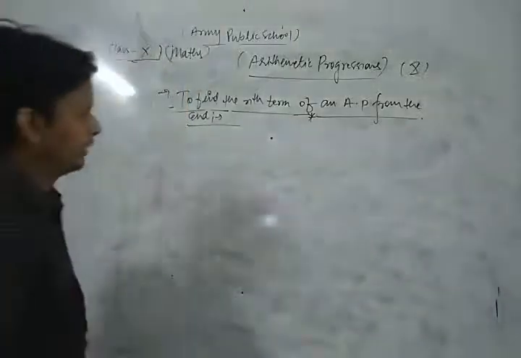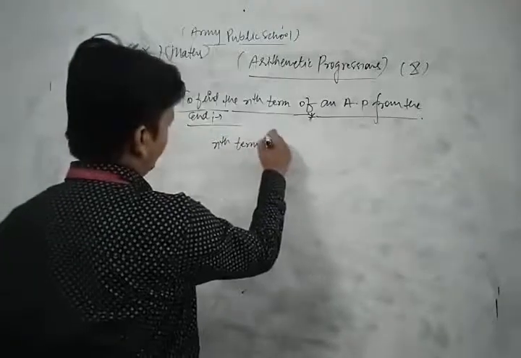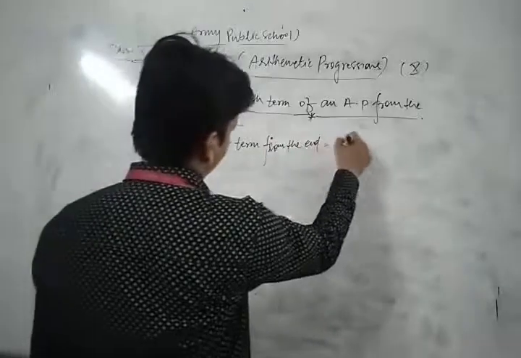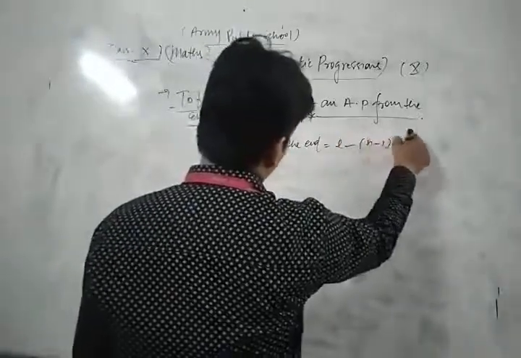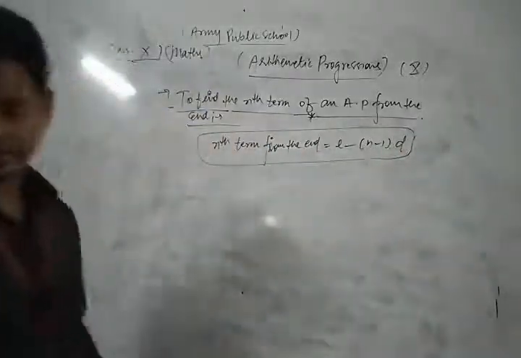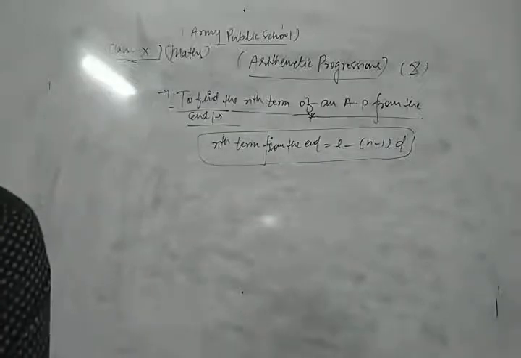So the formula for the nth term from the end is L minus n minus 1 into d. This is a very important formula for this topic: L minus n minus 1 into d.